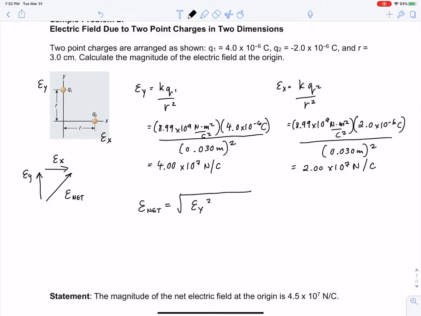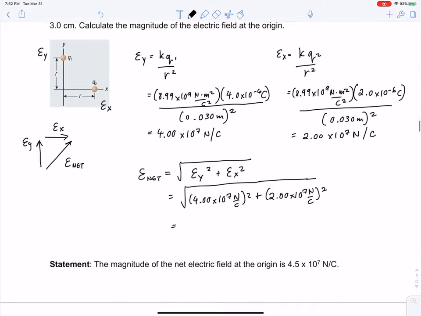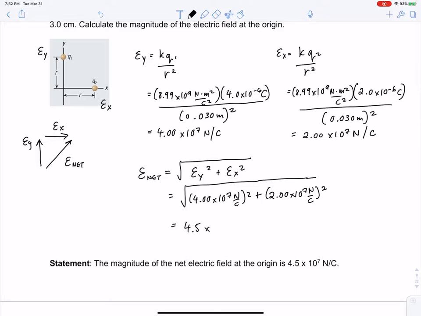So it's equal to the square root of EY squared plus EX squared. It's equal to the square root of 4 times 10 to the power of 7 newtons per coulomb squared plus 2 times 10 to the power of 7 newtons per coulomb squared. If we punch it in, you should get 4.5 times 10 to the power of 7 newtons per coulomb. There you go. Therefore, the magnitude of the net electric field at the origin is 4.5 times 10 to the power of 7 newtons per coulomb.